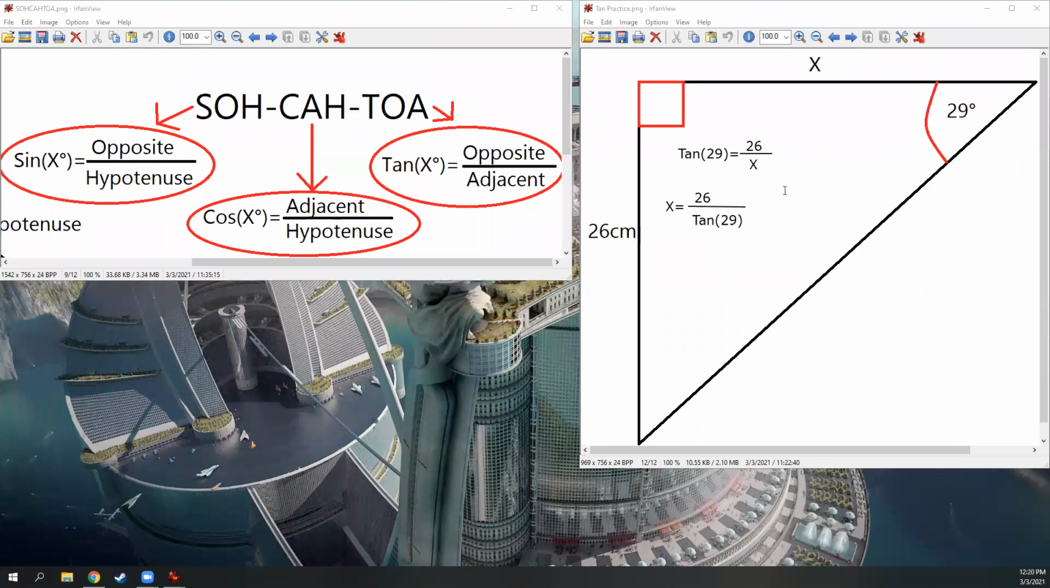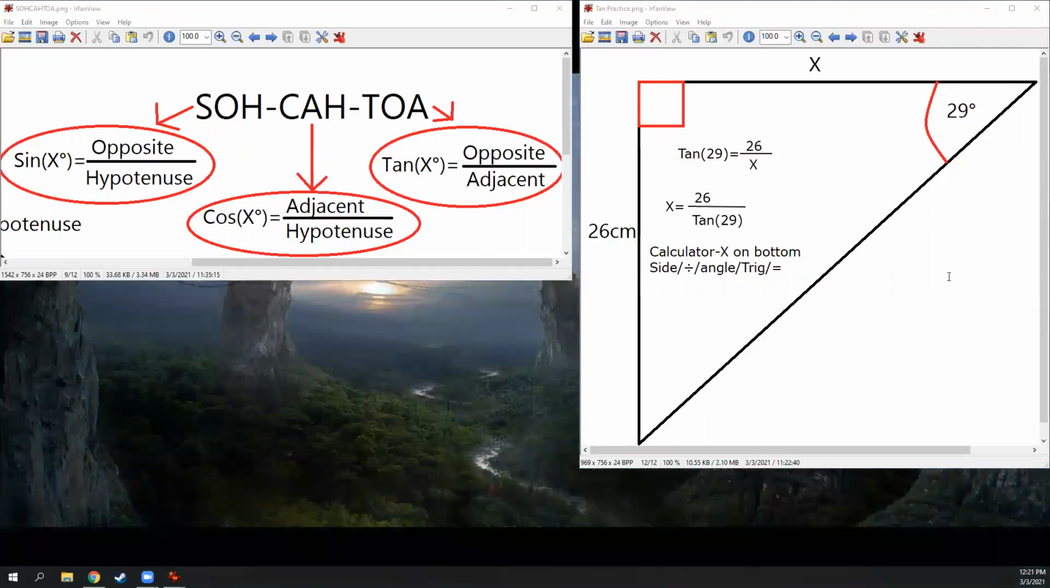And then, of course, the calculator is exactly the same because x is on the bottom again. All right, so it's side. You put in the side, 26, and then we put in divided by the angle, which is 29, the trig function, which is tangent, and then we hit equals. And that'll give us our answer.